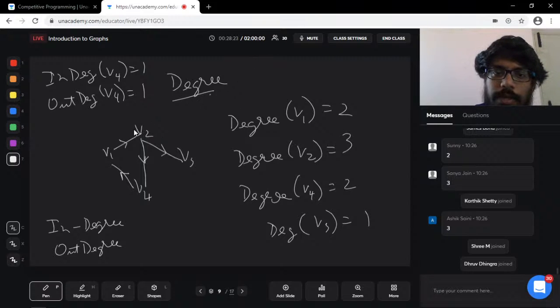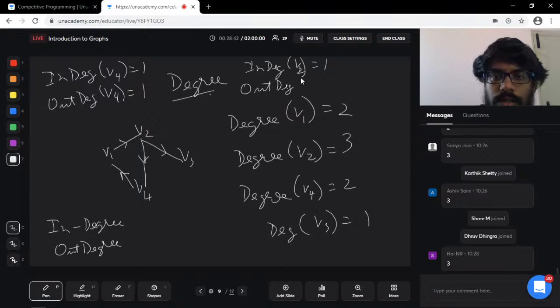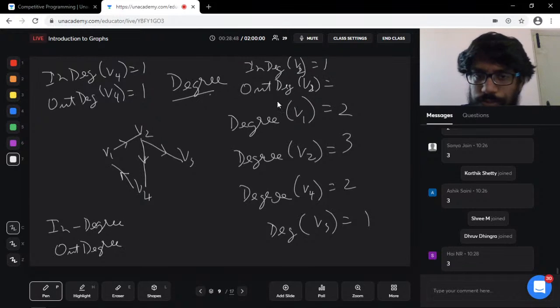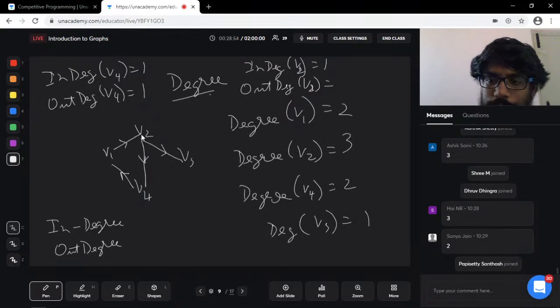Fine. Similarly, let's look at V2. How many edges are coming into V2? There's only one edge coming into V2, from V1. There is no other edge coming into V2. So in degree of V2 equals 1, but out degree of V2 is what? What is the out degree of V2? That's correct. There are two edges going out of V2, from V2 to V4, from V2 to V3. So the out degree of V2 is 2.